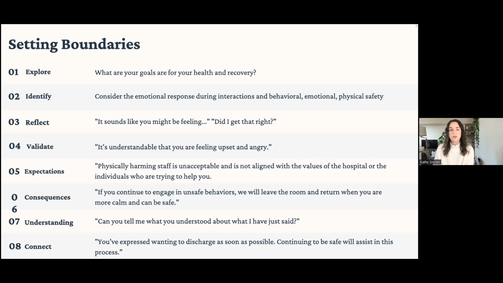And then you want to assess their understanding. Did they comprehend what you said? So can you tell me what you understood about what I just said? And then connect. So you want to connect what you've just said back to their goals. And this might be, in my mind, the most important part. So I've told you now the boundary, and I want to connect it back to what you said. So you've expressed to me that you want to discharge from the hospital as soon as possible, and I hear you. Following this guideline for behavior will help you meet that goal faster. It will help you get out of here sooner.